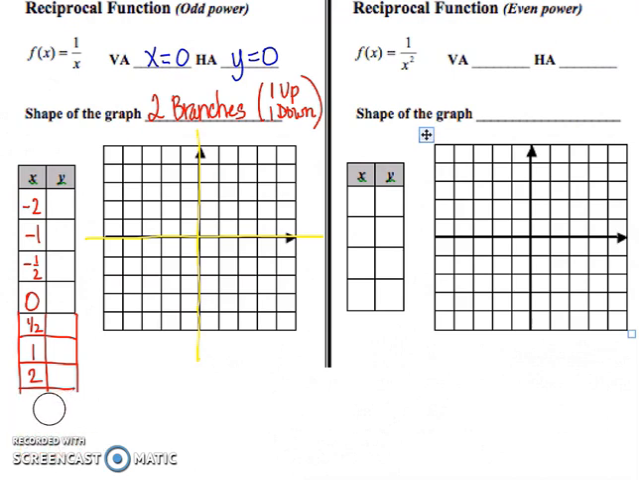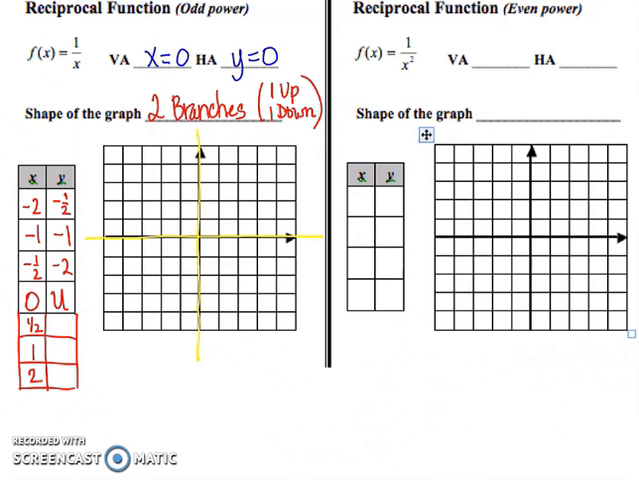All right, so when I start plugging these in, remember that I'm thinking about reciprocals here. So 1 over negative 2 gives me negative 1/2. When I plug in negative 1, 1 divided by negative 1 is negative 1. When I plug in negative 1/2, 1 divided by negative 1/2 is like 1 times negative 2, so that's going to give me negative 2. When I plug in 0, my graph is undefined because we can't divide by 0. That's why we have a vertical asymptote there.